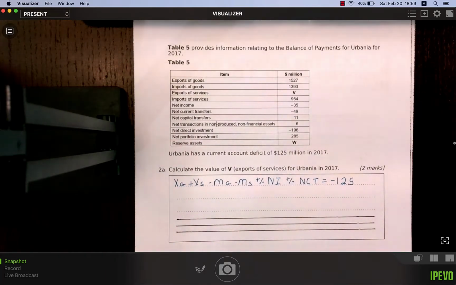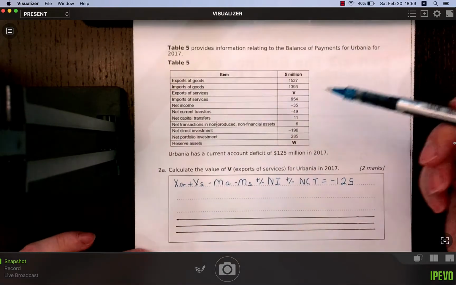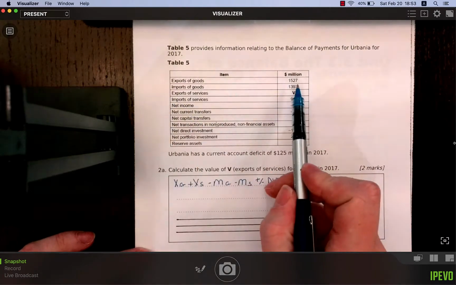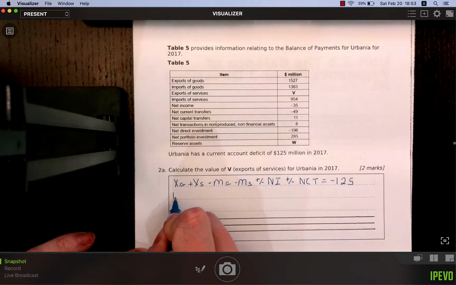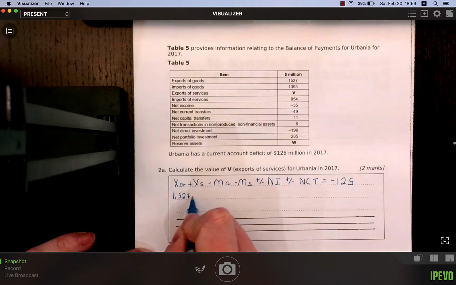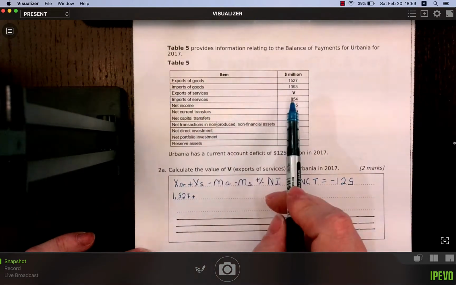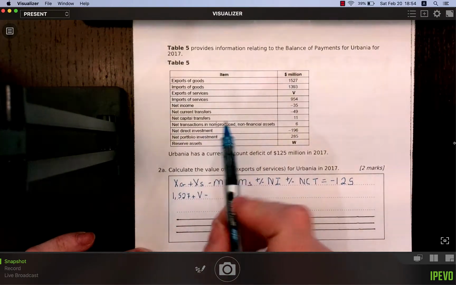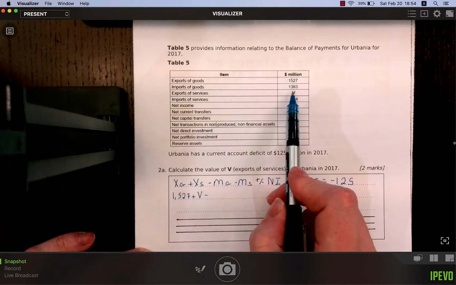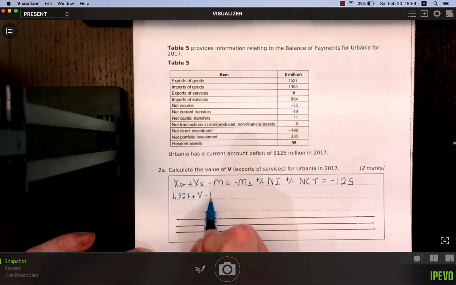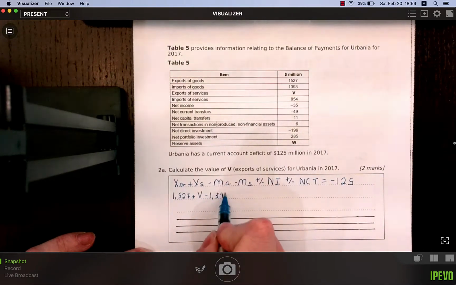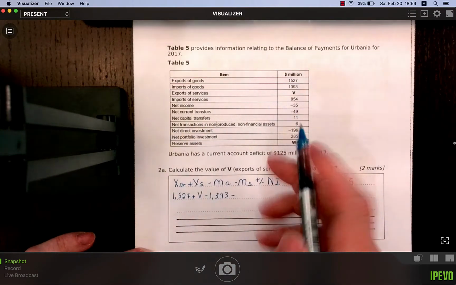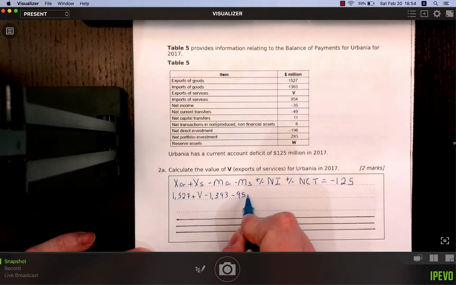All right. Let's look at this table and see where we get all of these figures from. The export of goods is 1527. I'm going to try and keep my writing small. Plus the export of services, which is V. Plus V minus the import of goods, which is 1393. Minus the import of services, which is 954, because we're importing, so money is leaving the economy. That's why it's a minus.